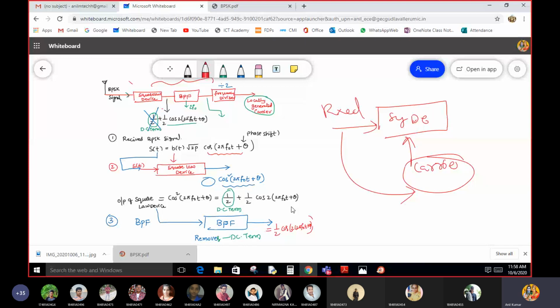your BPSK receiver. Okay. So in tomorrow's class, I will discuss the characteristics of the integrator, how it generates the bits corresponding to the phase changes, what is the bandwidth of the BPSK signal, and what is the power spectral density of the BPSK signal. I will discuss all these things in the next class.